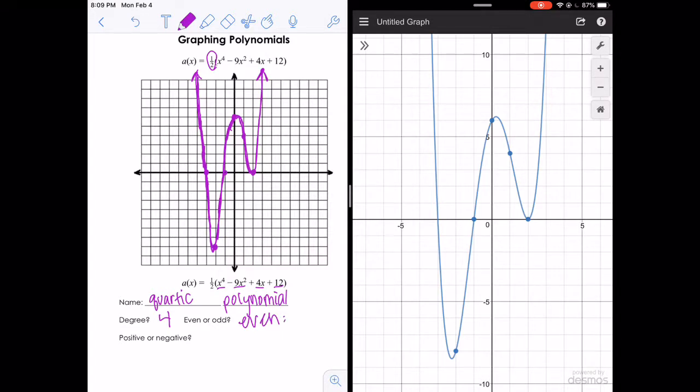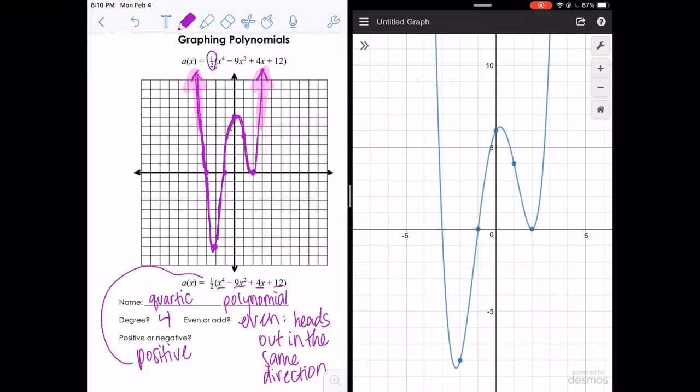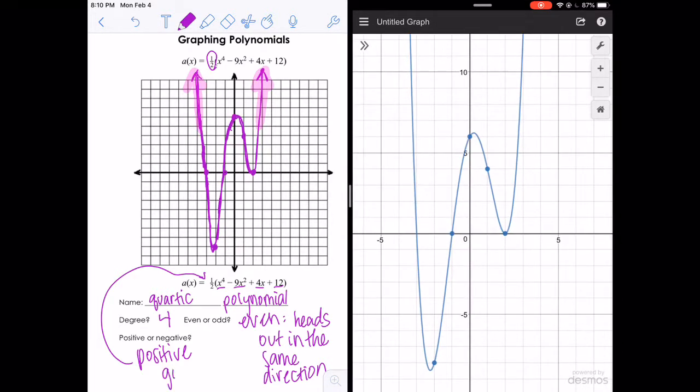And being even means that it's either going to open up or open down, so both ends head out in the same direction. I'm talking about the ends of the graph, like this part here. We can see that it's going in the same direction at both ends. And we see that it's going up because the 1/2 there is positive, and that means the graph is going to be going up.